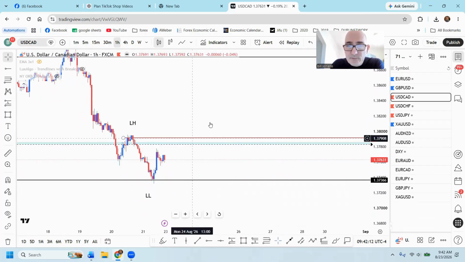Now, what are a couple things we have to keep in mind? Well, look, our daily range low is pretty close to where we're at right now. So we have to make sure that we can get at least a 1 to 2 trade-off if we get a potential sell trade in USDCAD.